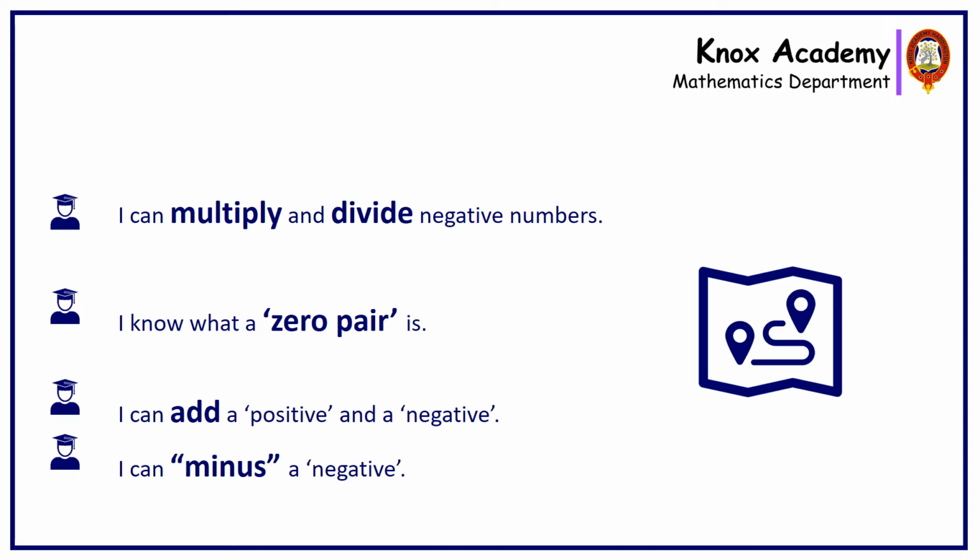In this workshop, we're going to look at what a zero pair is. We're also going to look at adding a positive and a negative number, and how we minus. But first of all, what we're going to look at is multiplication and division.